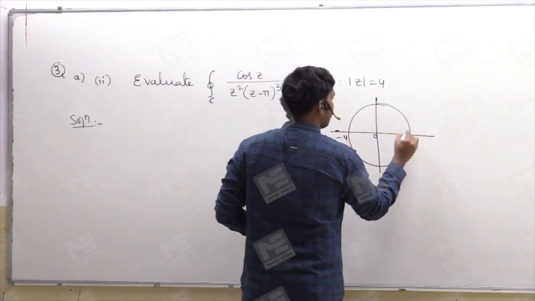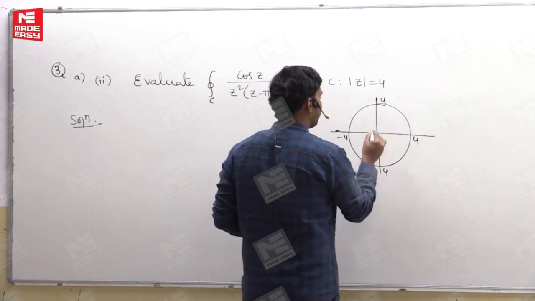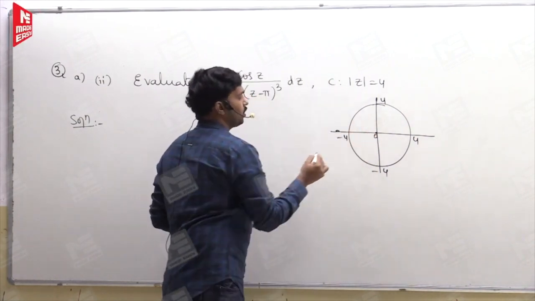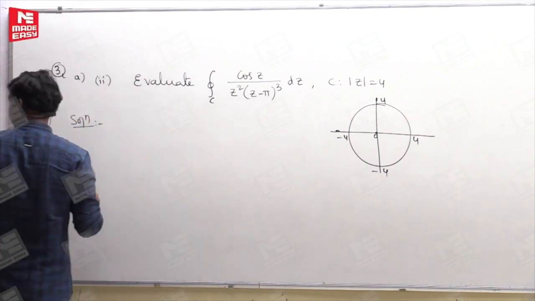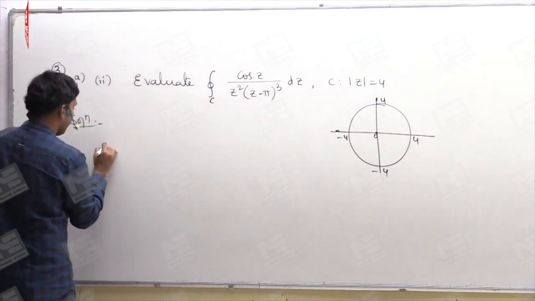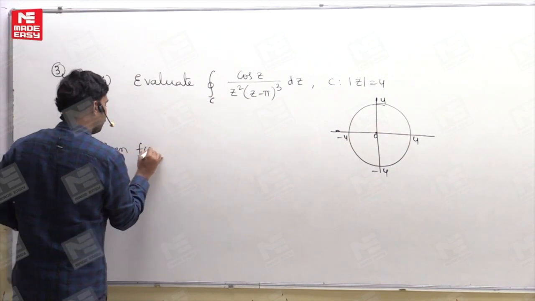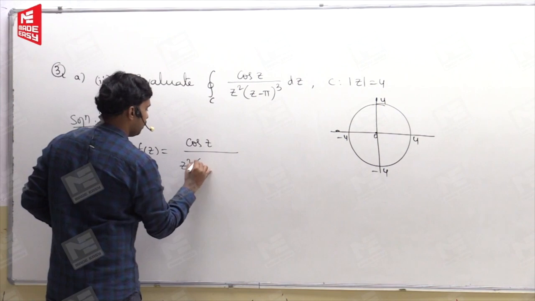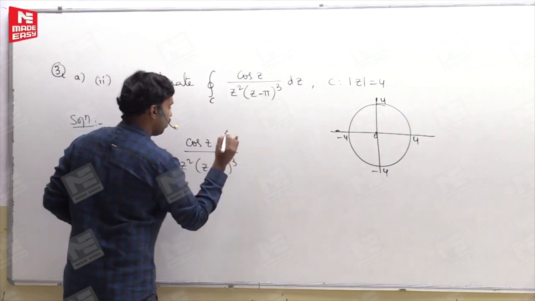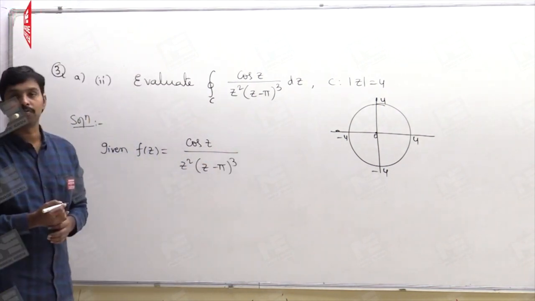This is minus 4, 4, 4 and then minus 4 here. This is the circle of radius 4, right? Now what is the function here? The integral function is given: f of z is cos z by z square into (z minus pi) whole cube. This is the f of z which is given.